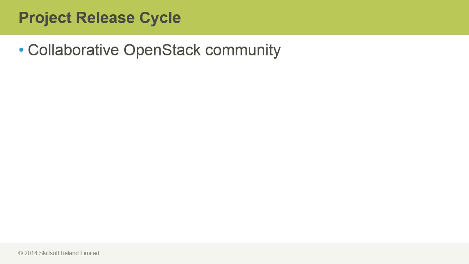So the project release cycle from OpenStack, first of all, you have to realize that the OpenStack community is a very collaborative community based on thousands of individual submitters or developers contributing code or parts of code to the OpenStack project. And OpenStack for a very long time has used a time-based release cycle. So it's consistent and it's scheduled. It's not a catch-as-catch-can or a random sort of thing.